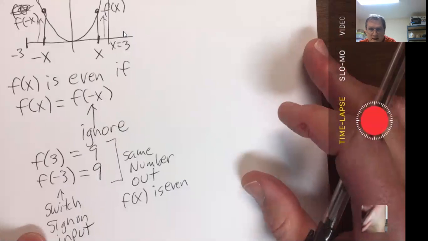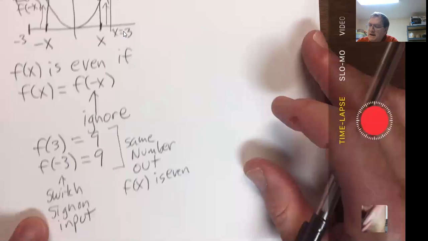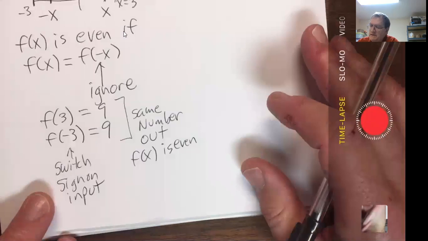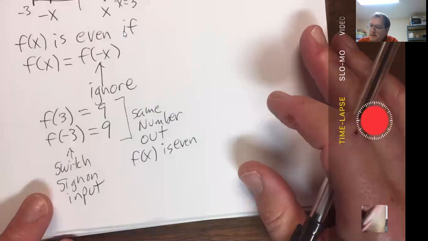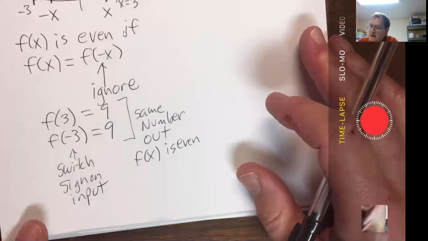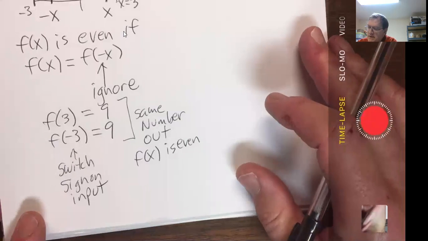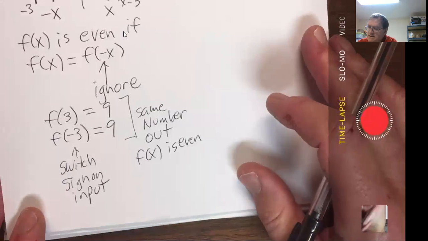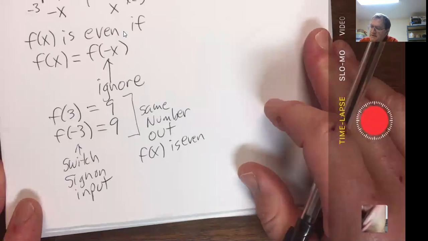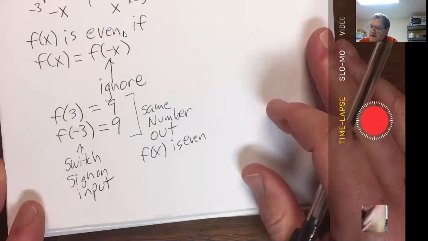Okay. All right, let's do the odd case. f of x is odd. Do x cubed. One side up, one side down. Pick an x. Pick a negative x. This is f of x. This is f of negative x.